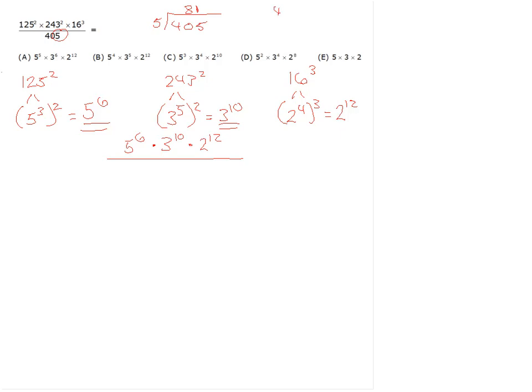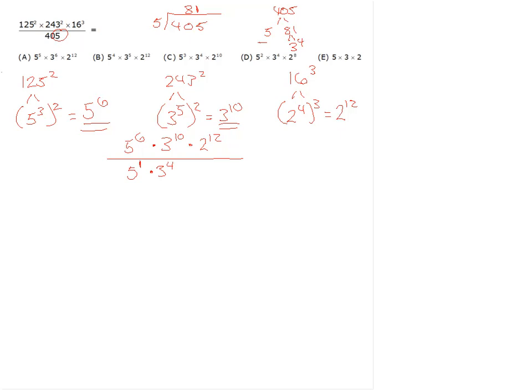So we know that 405 breaks down to 5 to the 1 times 81. Now, 5 is prime, so we can stop there. Then we need to break down 81. 81 is actually 3 to the fourth power. So if we set this up, we have 5 to the 1 in the denominator, and then we have a 3 to the 4 in the denominator.